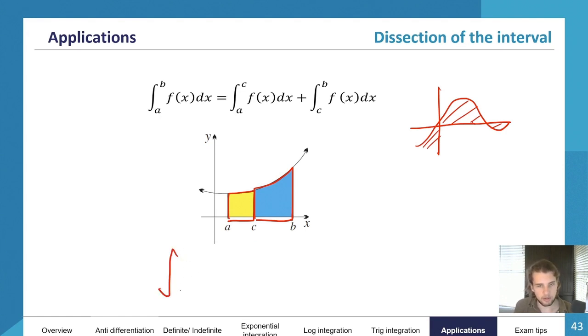So that is A to C, whatever, plus C to B, and whatever's in there. And that will be the same as actually getting A all the way to B.